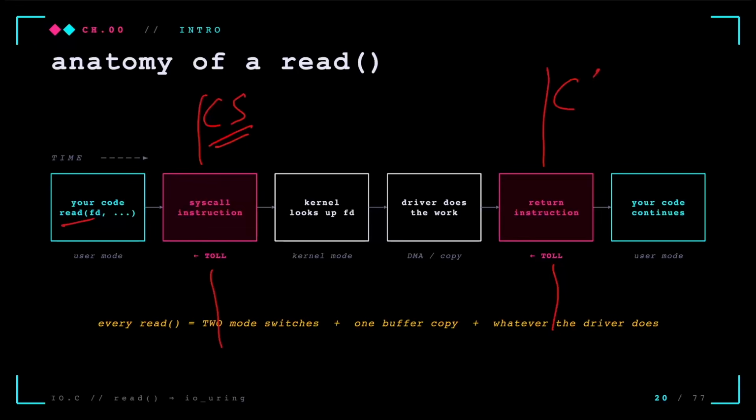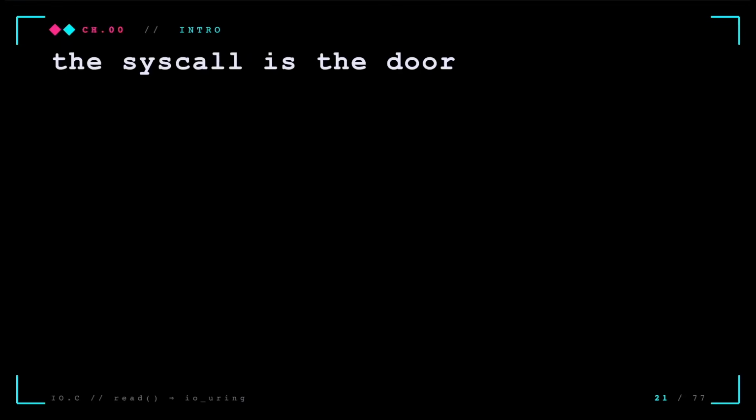So we have another context switching here. So in total, we have 2 mode switches. We have 1 buffer copy at least, because you're reading into a buffer, right? And whatever the driver is doing. So read may seem simple, but there is a lot going on under the hood.